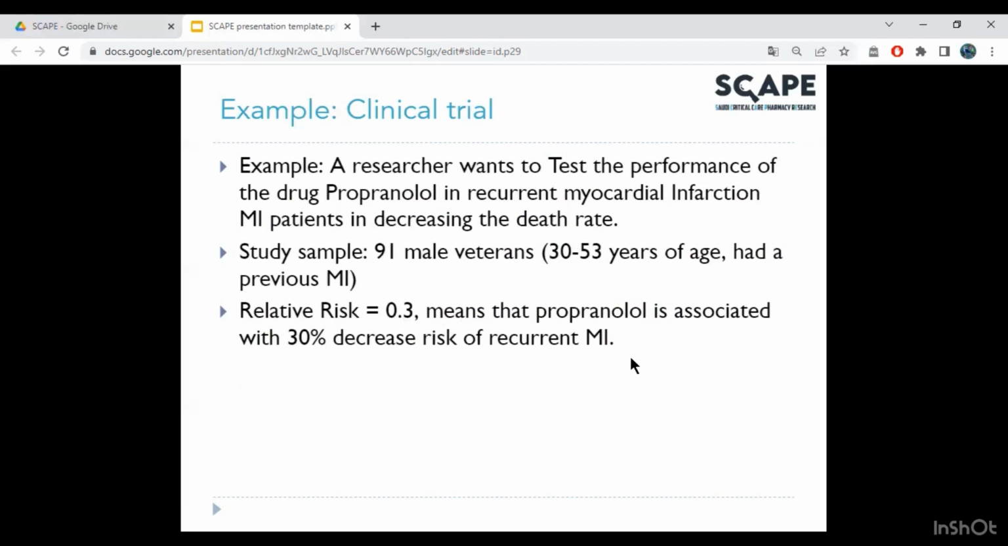And if you remember, in Corona time, all the clinical trials conducted to study the efficacy of the vaccines reported a risk ratio less than 1, which means that the vaccine is associated with a decreased risk of infection, or it is protective from the infection.